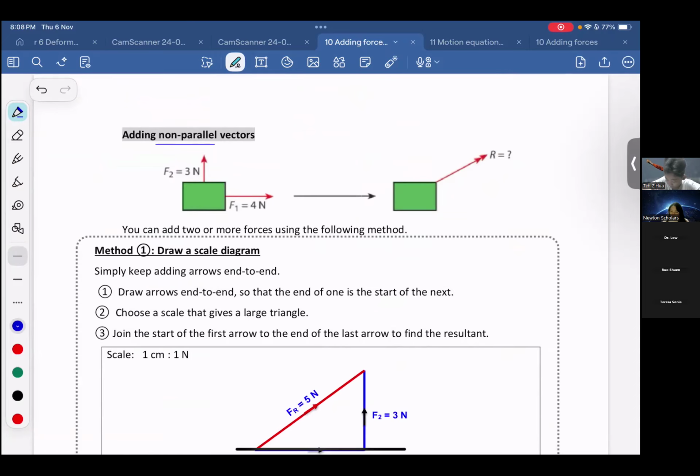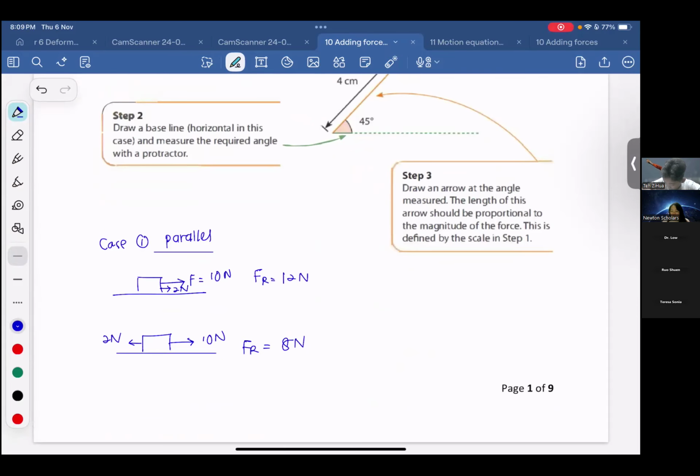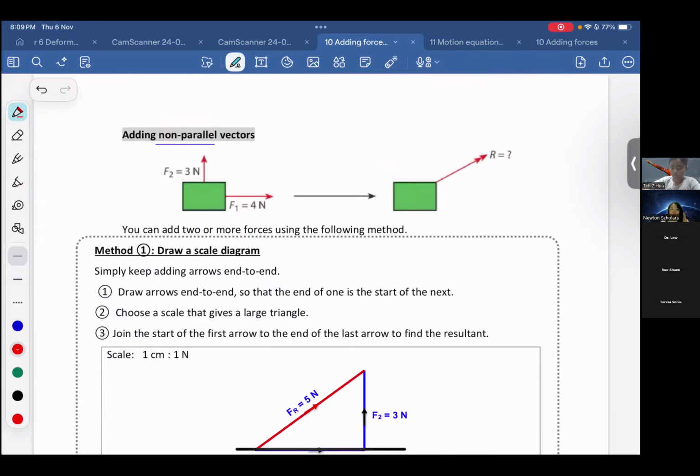Previously what we learned in the mathematical way is just parallel, easy. Same direction, we add them together. Opposite direction, we use big force minus small force. This one is opposite direction, see? We use big force minus small force. Settled. But if they are non-parallel vectors, today we have a few methods to solve it. One of the methods is called the vector diagram.